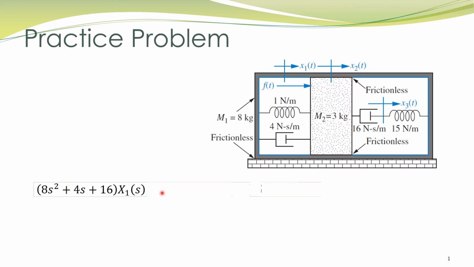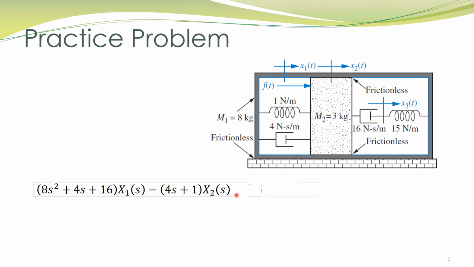The second term is x2 of s multiplied by the sum of the impedances which are connected to both the displacement x1 and the displacement x2. If we look at this figure, this structure has this displacement x1, this mass has displacement x2. So what are the impedances which are connected to both of these displacements? These are the impedance of this viscous damper and impedance of this spring, which will appear over here. That is 4s plus 1.